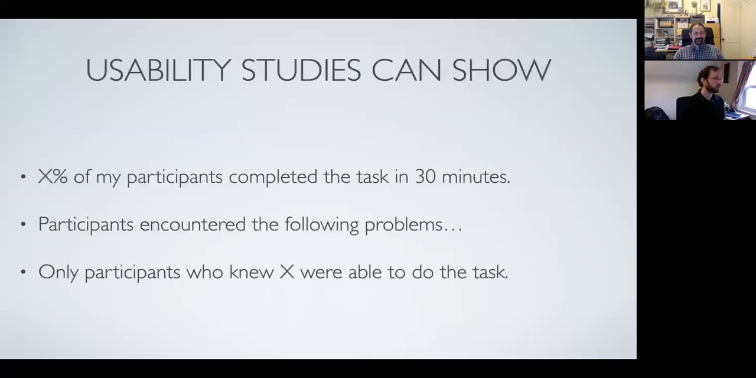With usability studies, you can show things like some percentage of my participants did complete the task in 30 minutes if you don't make any changes between the tasks. But maybe more importantly, participants encountered the following problems, and we were or were not able to address those problems. Or possibly only participants who knew X were able to do this task, and so we're going to rescope our solution around people who have those particular kinds of tools.